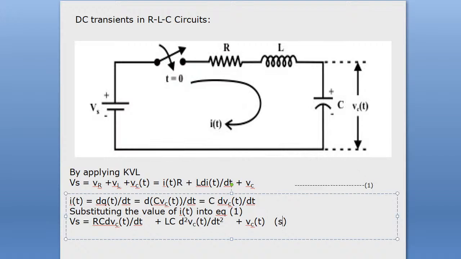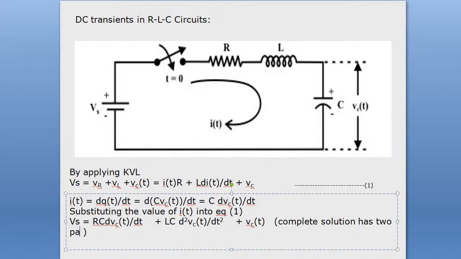The solution of this equation has a complete solution, and the complete solution has two parts. Suppose the complete solution is Vc of t, then you will get two solutions. I mean the steady state response. Suppose the steady state response is the supply voltage.